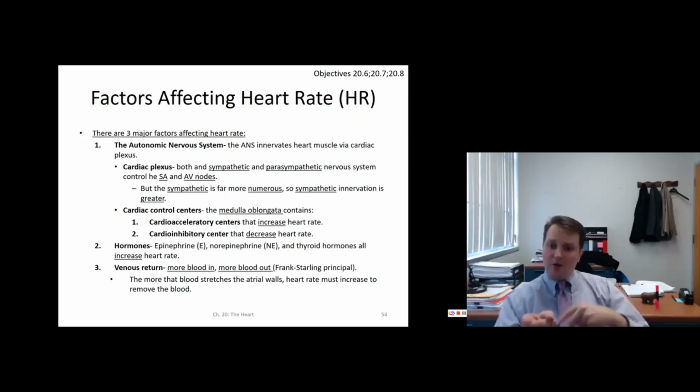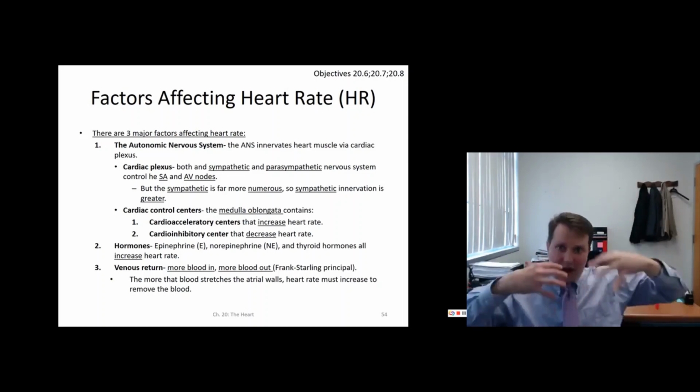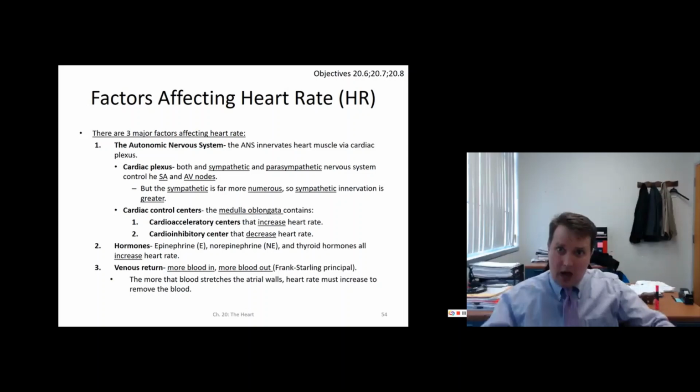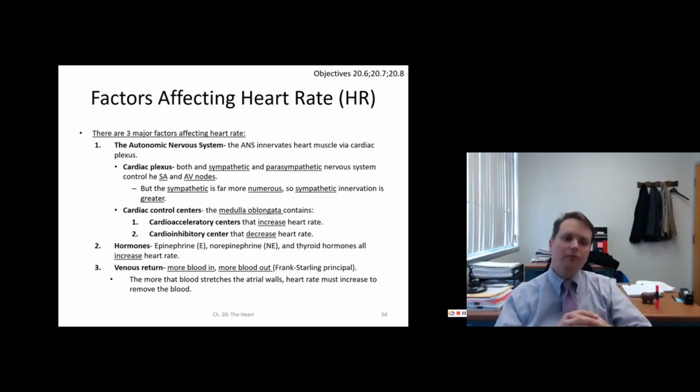Hormones, epinephrine, norepinephrine, and thyroid hormones all increase the heart rate. So thyroid hormones will make a heart rate go up. This is why patients who have hyperthyroidism have heart rates that go up, very high blood pressure, eyes are bugging out, very skinny.